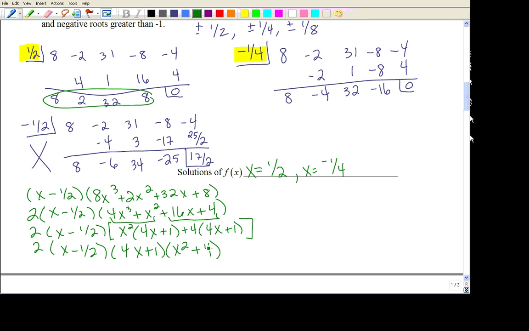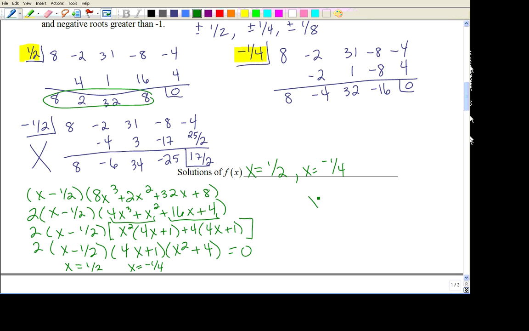Okay, so looking at each of these factors here, if I set them equal to 0, I'll get x is equal to 1/2. Here, I'll get 4x equals negative 1, so x will equal negative 1/4. And those are the 2 roots we already found. We had 1/2 and we had negative 1/4.